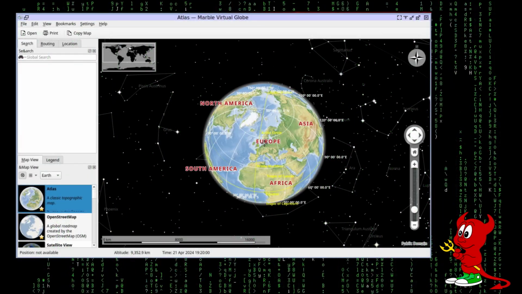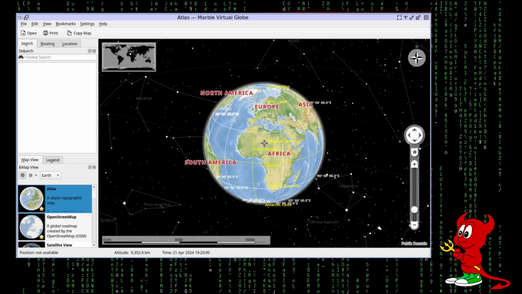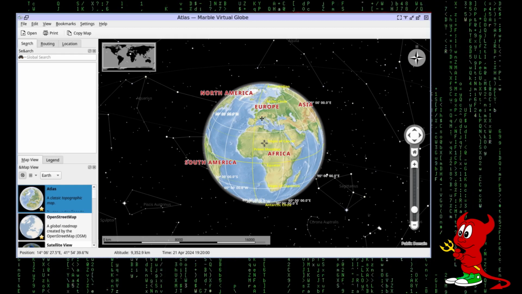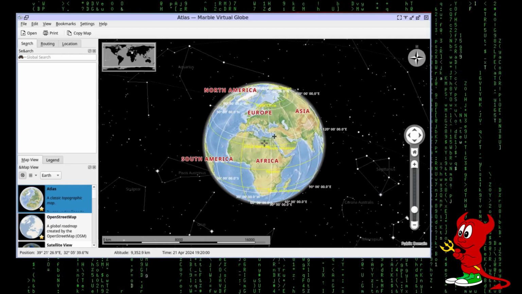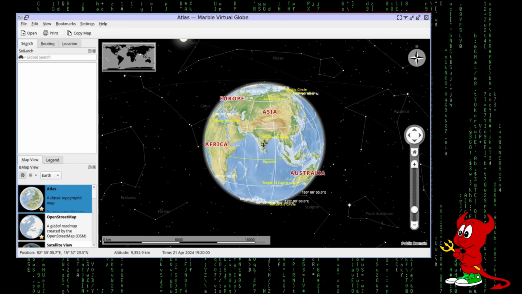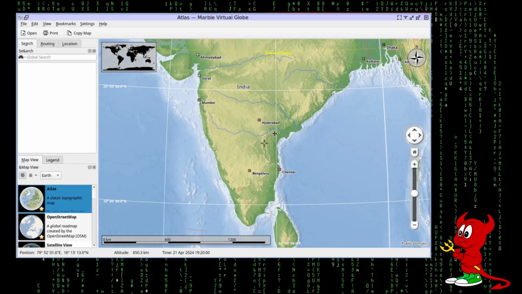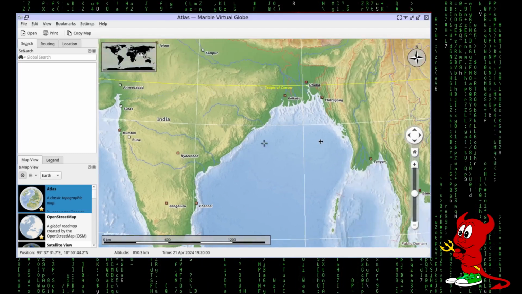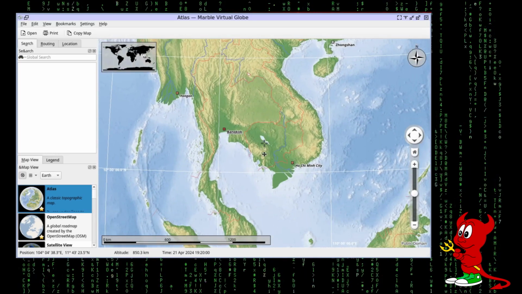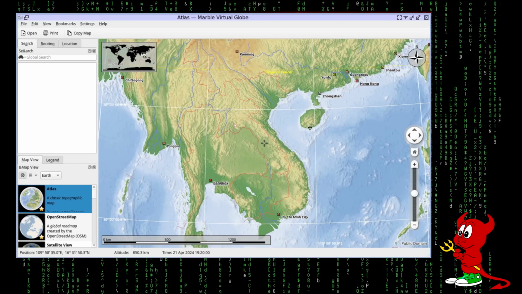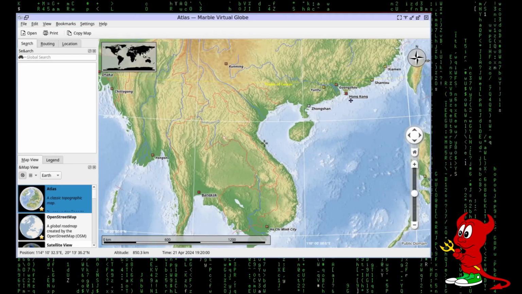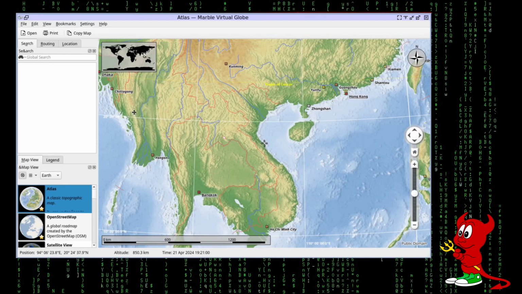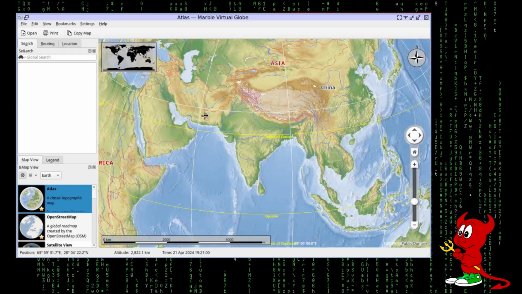Another one of my favorites is Marble. Here you can explore the planet Earth in a really nice graphical and visual way. Let's have a look in Asia, in India a little bit. Hyderabad, Mumbai, Chennai. We can have here Ho Chi Minh in Vietnam, Hong Kong, Guangzhou. We can also have a look at OpenStreetMap. Let's go back to Europe.